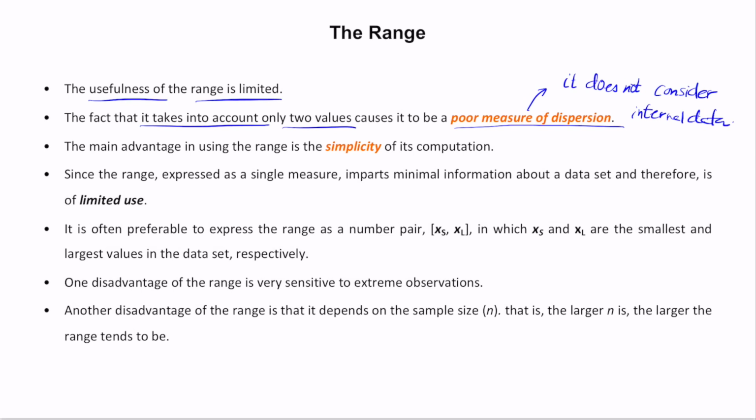Next, the main advantage of range is the simplicity, because you can calculate it easily. Since you can express the range as a single measure, it imparts minimal information about a data set and is therefore of limited use. Just by knowing the range you cannot know much about the data that is provided. So it is often preferred to express the range as a number pair, where XS and XL are the smallest and largest values. Basically we write the smallest value and the largest value as a data set.